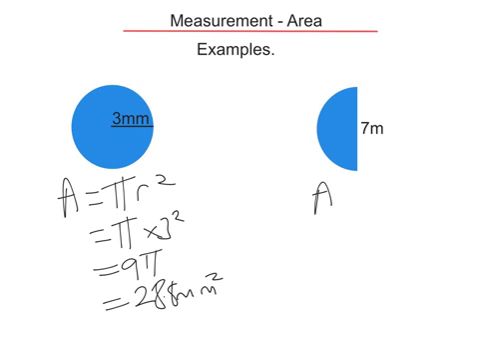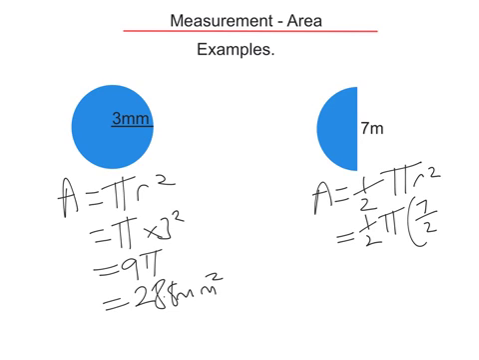In the next example, we've got only half a circle. So the area for this shape is going to be half of a circle, half of pi r squared. So it's a half of pi times... Now, the problem we've got here is that the 7 is the diameter of the circle, not the radius. So I need to put 7 over 2 squared.